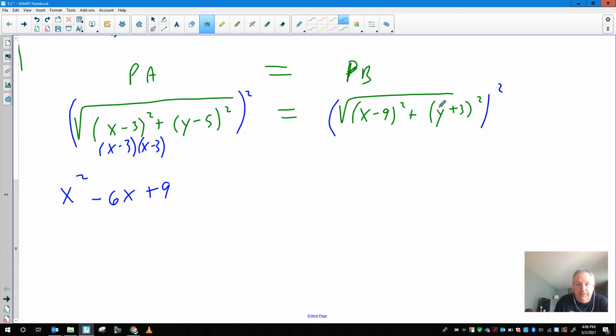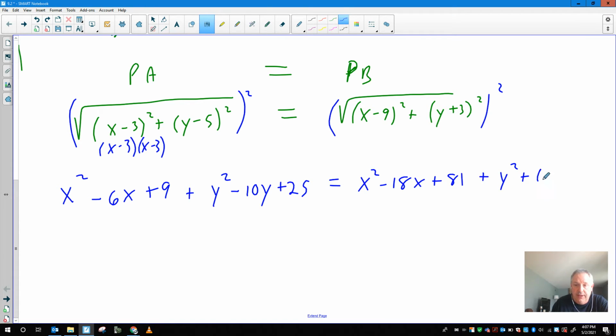Again, the squaring cancels the square root. Now I have to do the y minus 5 squared, so plus y squared minus 2 of the same thing, so minus 10y plus 25. And that's going to be equal to, on this side, I'll do the same thing. x squared minus 18x plus 81 plus y squared plus 6y plus 9.